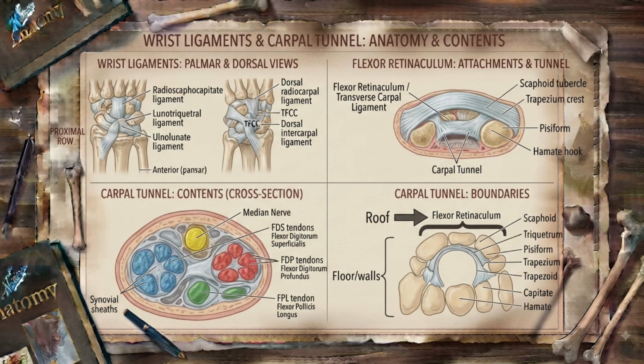Now let's look inside the carpal tunnel. The tunnel contains the median nerve and 9 flexor tendons: 4 FDS, 4 FDP, and 1 FPL. So the total is 9 tendons plus 1 nerve. The median nerve is the structure that is clinically important in carpal tunnel. The carpal bones form the walls and floor of the tunnel. The flexor retinaculum forms the roof. Important landmarks include scaphoid and trapezium laterally and pisiform and hook of hamate medially.